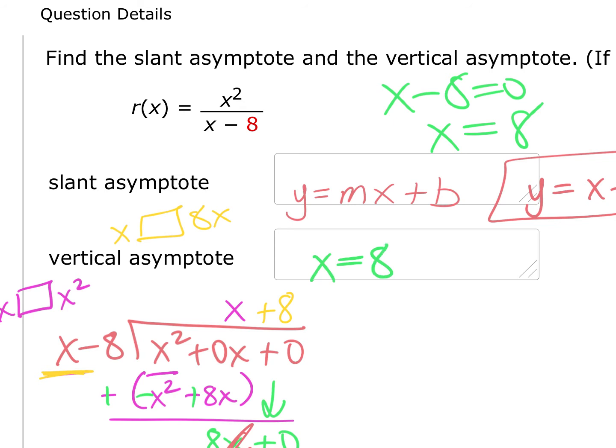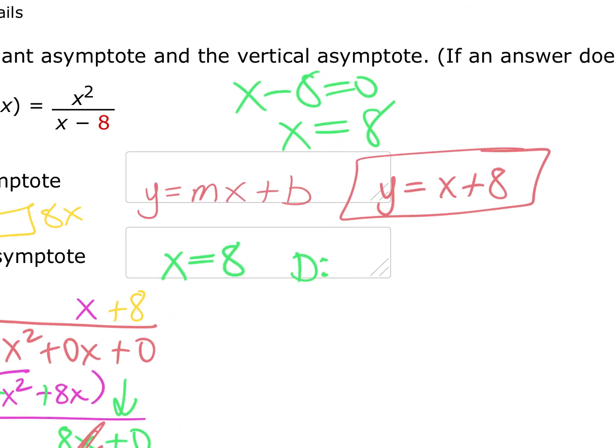The question here does not ask me for the domain, but just for some extra practice, I'm going to remind myself, what's the domain if my vertical asymptote is 8? Negative infinity to 8, union 8 to infinity. Good. Very good.